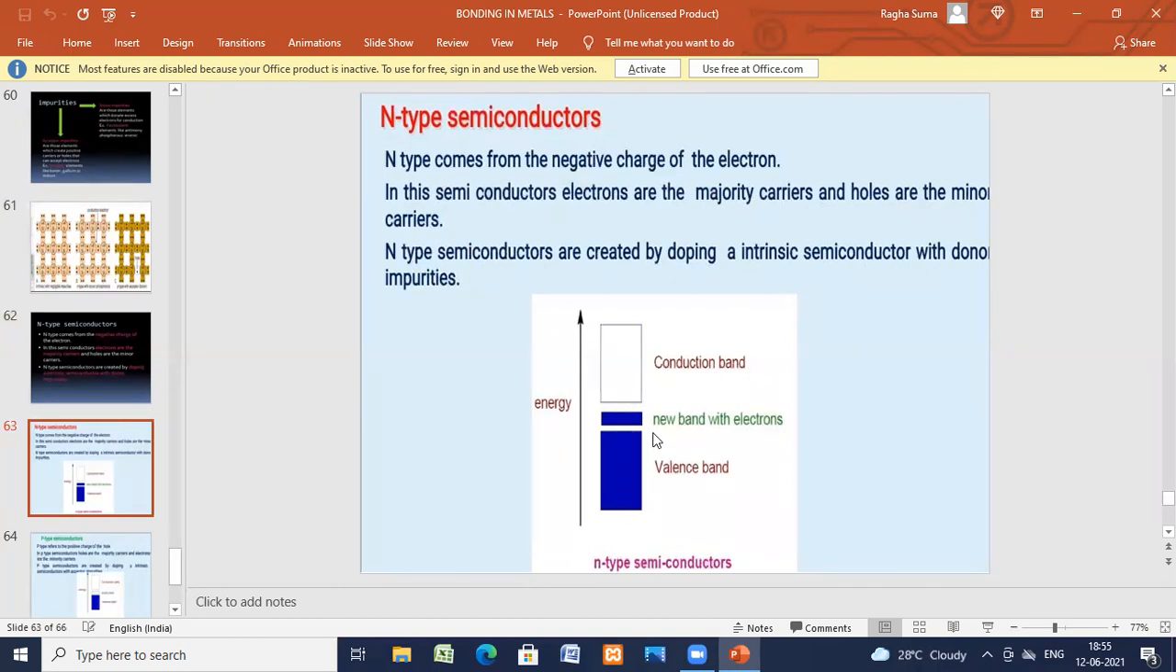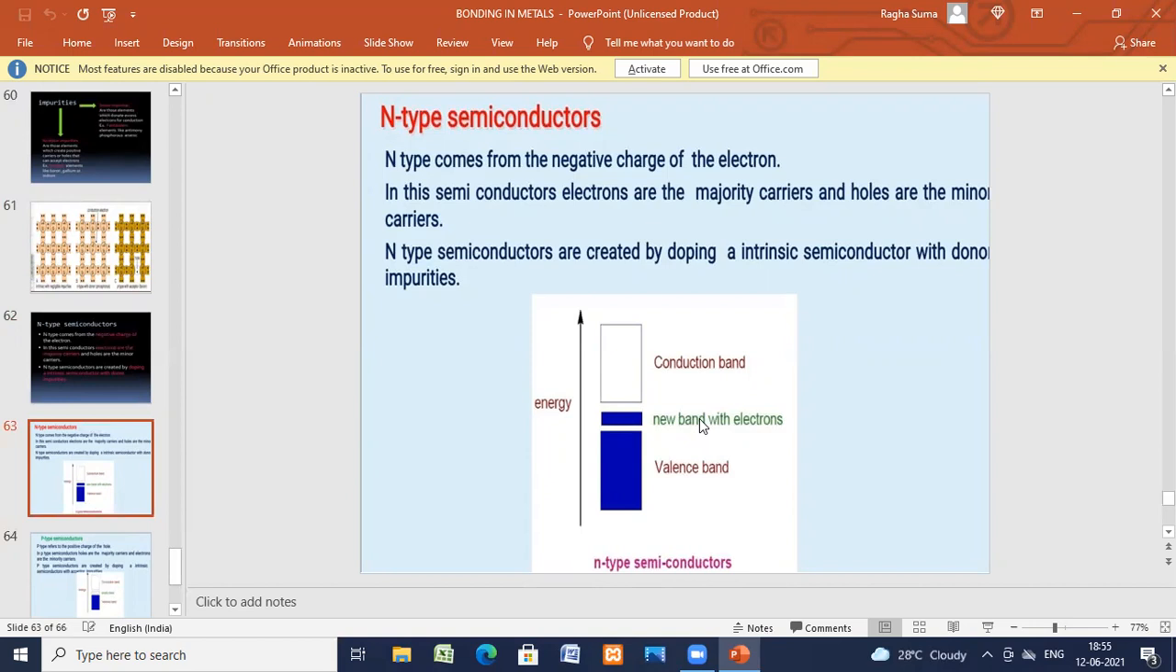Electrons go to the conduction band, and a new band is formed with electrons. The donor level is important. The energy level of the fifth electron is called the donor level. It is close to the bottom of the conduction band. Most of the donor level electrons are excited into the conduction band at room temperature and they become majority charge carriers. Hence, in the n-type semiconductor, electrons are majority carriers and holes are minority.